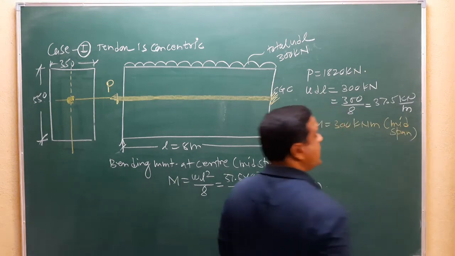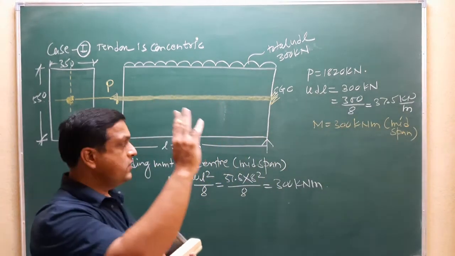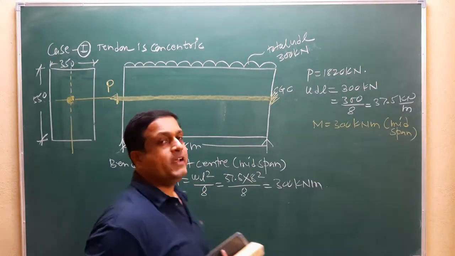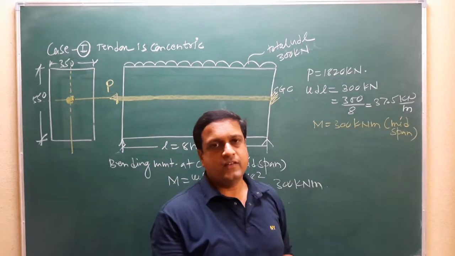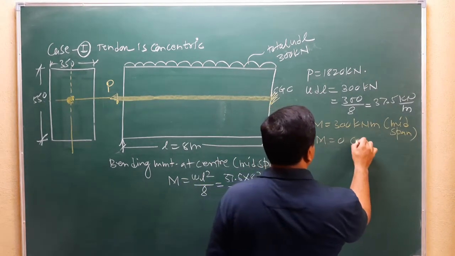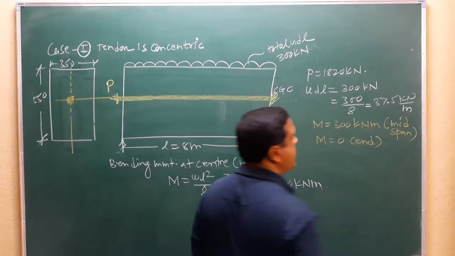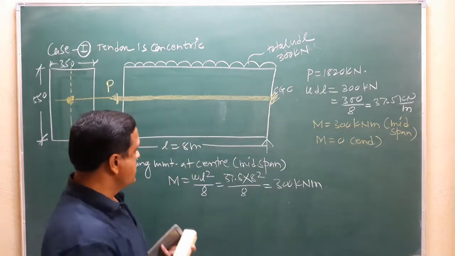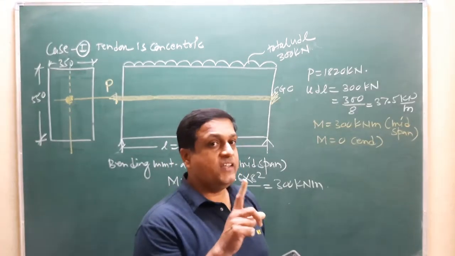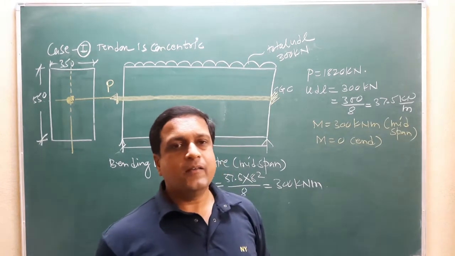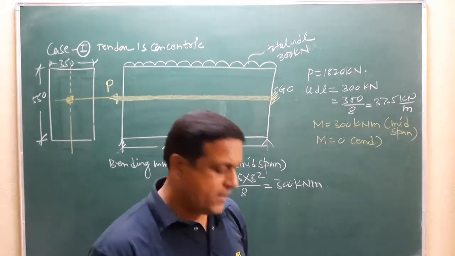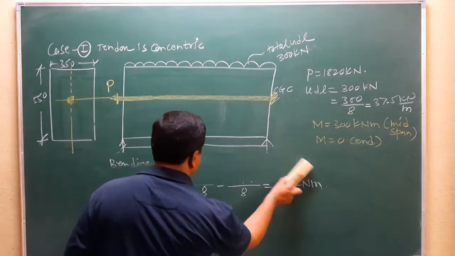We know that in SOM 1, at midspan the bending moment is maximum, and at the end section the bending moment is 0. We know this. So the bending moment we have already calculated. Now the next term that is required is I by Y, which means Z, the sectional modulus. So I will calculate.